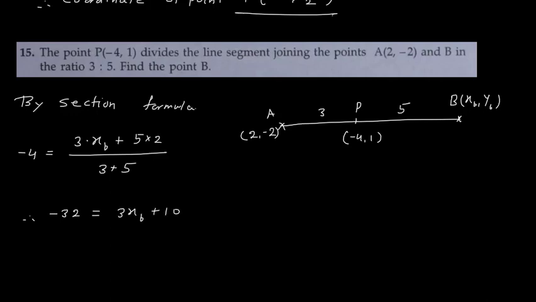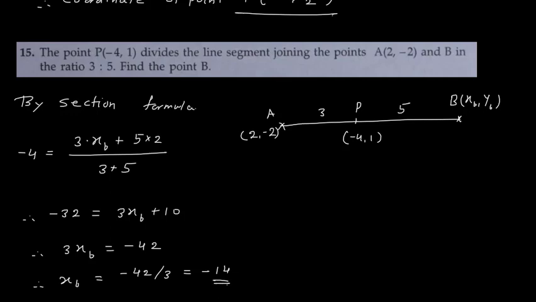So therefore we have 3 times xb equal to minus 32 minus 10, which is equal to minus 42, and therefore you can say that xb is equal to minus 42 divided by 3. So it is minus 14, since 3 times 14 is 42. So xb is minus 14.